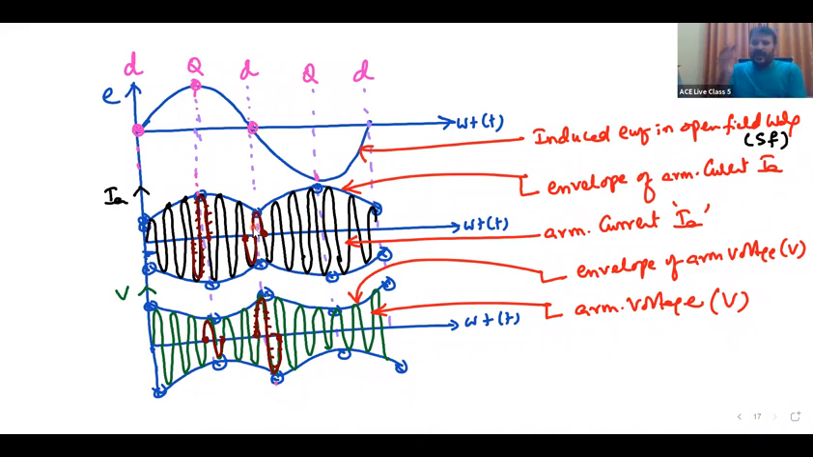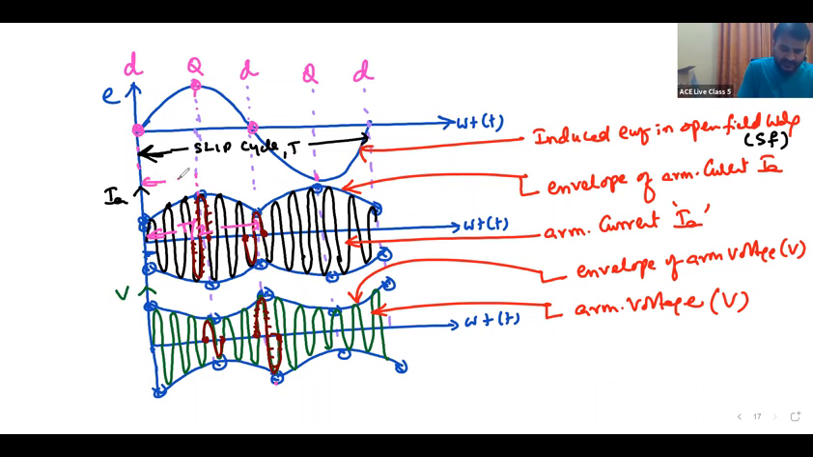On this waveform, the important point is, this is the slip cycle. Slip frequency. What is the time period? This time period is T. When that time period is T, what is the time period of this? Tell me. This is T by 2. Up to here, T by 2. From here to here, T by 2.